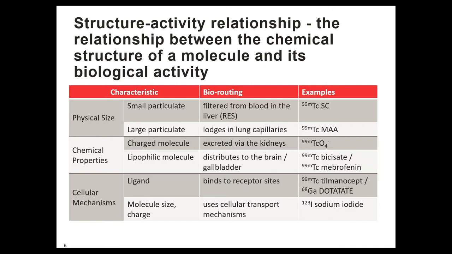There are radiopharmaceuticals on the market today that are small enough that they're filtered from the blood through the reticuloendothelial system, and therefore we get distribution to the liver, spleen, and bone marrow. An example of that is technetium sulfur colloid. There are other pharmaceuticals that are larger in physical dimension, large enough to block the capillaries in the pulmonary system. MAA is the classic example of a capillary blockade drug that localizes in the lung.